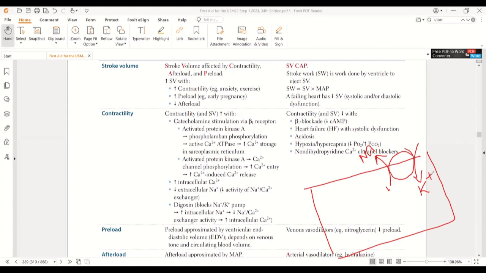So this pump, the primary active transport, is necessary for the secondary active transport. The secondary active transport that takes place is the sodium calcium exchanger, right? So in this sodium calcium exchanger, sodium moves inside.